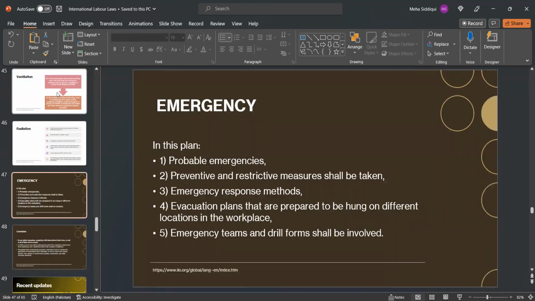Emergency. In this plan, probable emergencies, preventive and restrictive measures shall be taken. Emergency response methods and evacuation plans shall be prepared and hung in different locations in the workplace. Emergency teams and drill forms shall be involved.